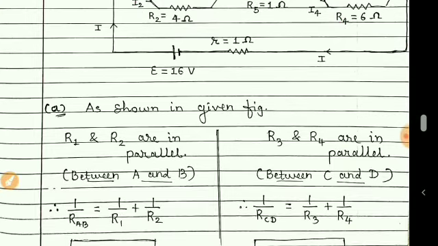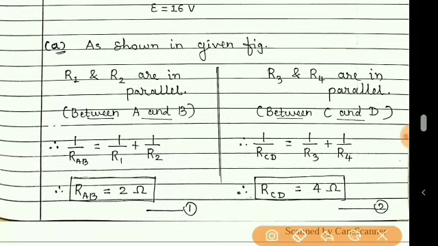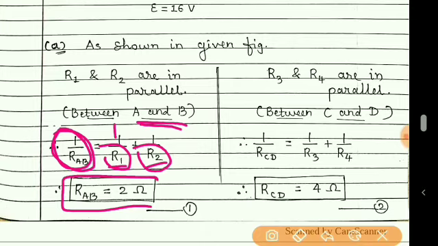So as these resistors R1 and R2 are in parallel combination, the formula used is 1 upon R. But here these two resistors are between points A and B, so I have used the symbol RAB: 1 upon RAB is equal to 1 upon R1 plus 1 upon R2. Now these values of R1 and R2 are given, and so you can easily calculate, and you will find that resistance RAB is equal to 2 ohm. Let us give this number 1.